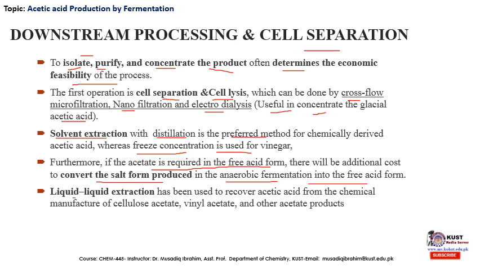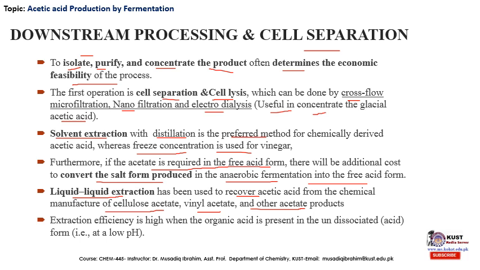There is a liquid-liquid extraction step which is used to recover acetic acid from the chemical manufacturers of cellulose acetate, vinyl acetate, and other acetate products. Now the extraction efficiency is high when the organic acid is present in the undissociated, that is the acid form, specifically at a low pH. Because at low pH, the acetic acid will get protonated and it will be in the undissociated form.